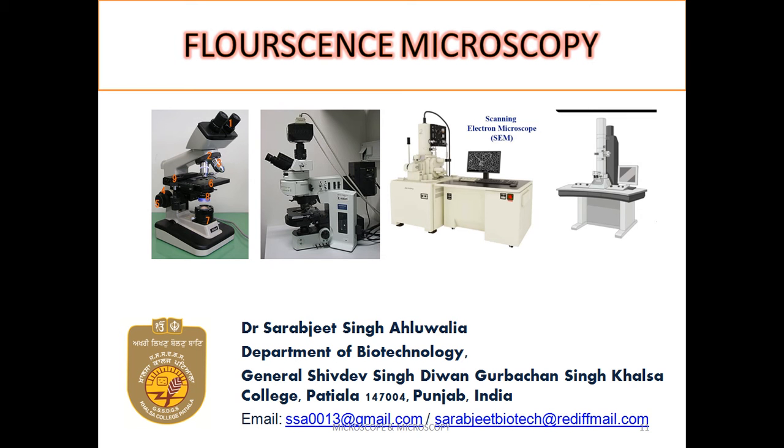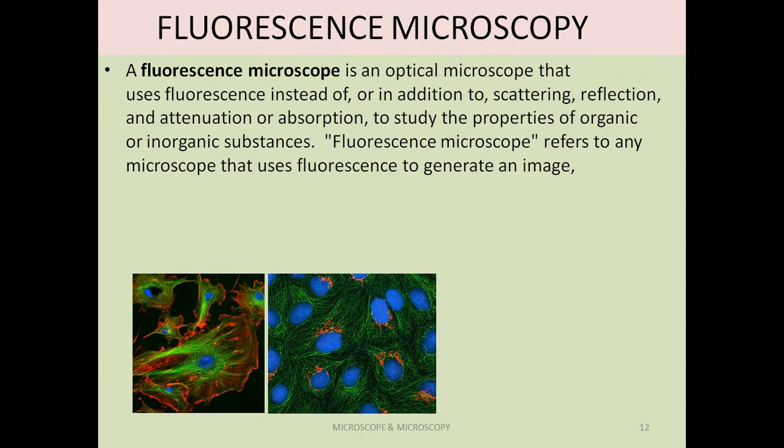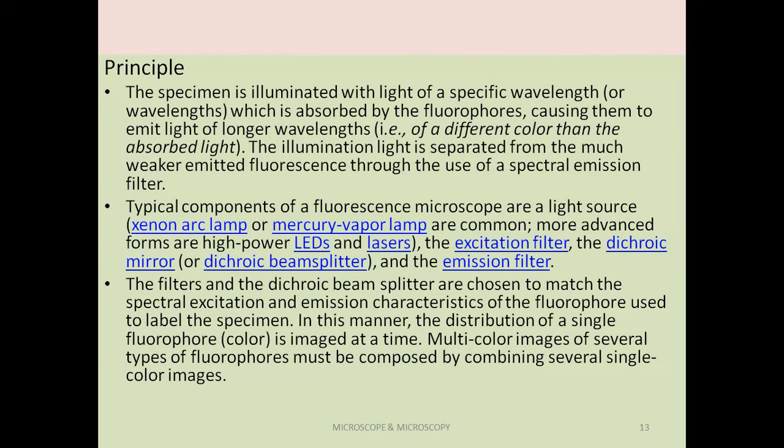Okay, right now we will discuss fluorescence microscopy. Fluorescence microscopy is basically an optical microscope that uses fluorescence, instead of reflection, scattering, attenuation or absorption, to study the properties of organic and inorganic substances. Fluorescence microscopy refers to a microscope that uses only fluorescence to generate an image.